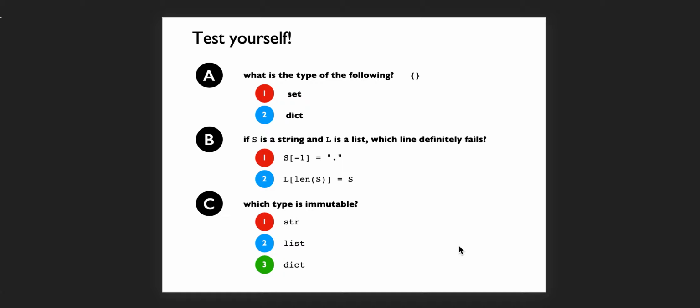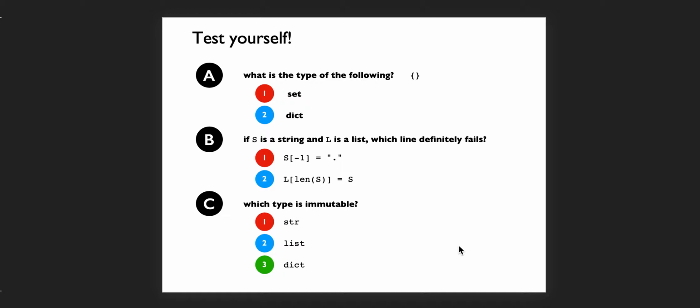Let's take a look at why option 1 is guaranteed to fail. The hint comes from question C, right? I just told you that string is a data type which is immutable. So anything of the form string of index equal to something is going to be invalid because you cannot mutate a string. In that same respect, option 1 here is definitely going to fail.